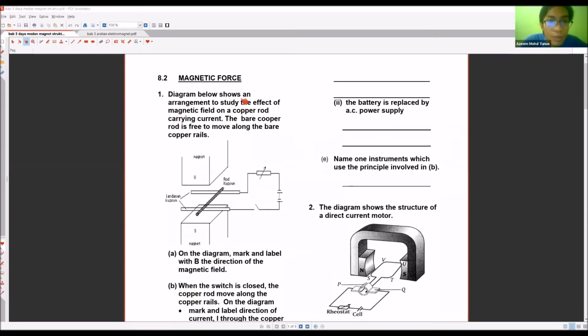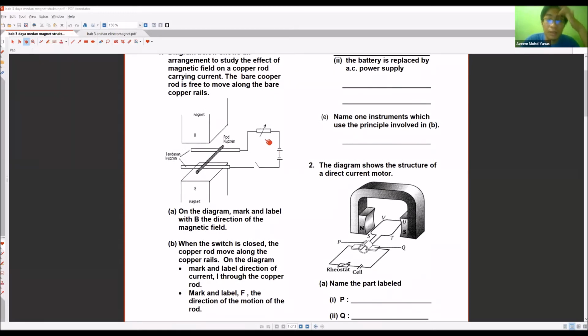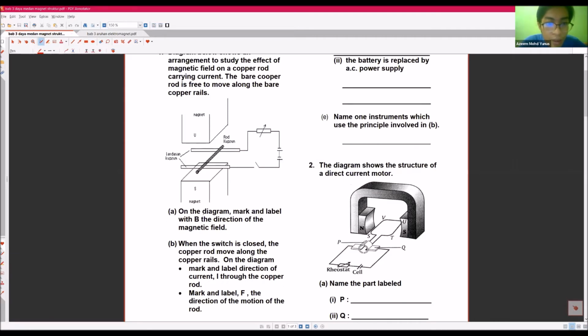Diagram 1 below shows an arrangement to study the effect of a magnetic field on a copper rod carrying current. The bare copper rod is free to move along the bare copper rails. So this is another typical type of setup for the motor effect. A: on the diagram, mark and label with B the direction of the magnetic field. The direction of the magnetic field is from north to south. So this is the north, this is the south, so north to the south, B.